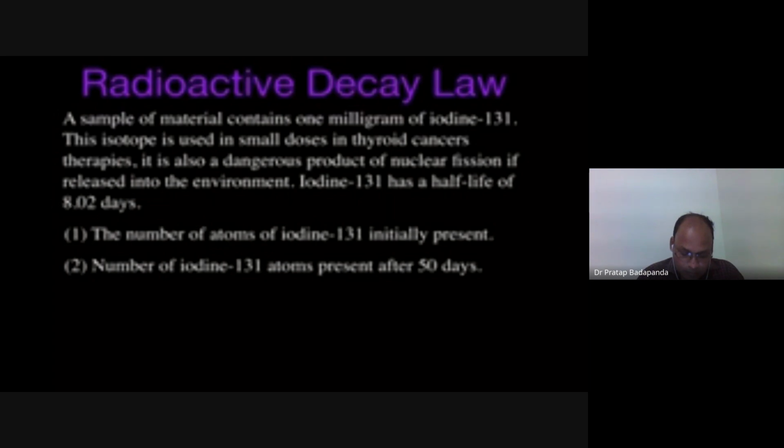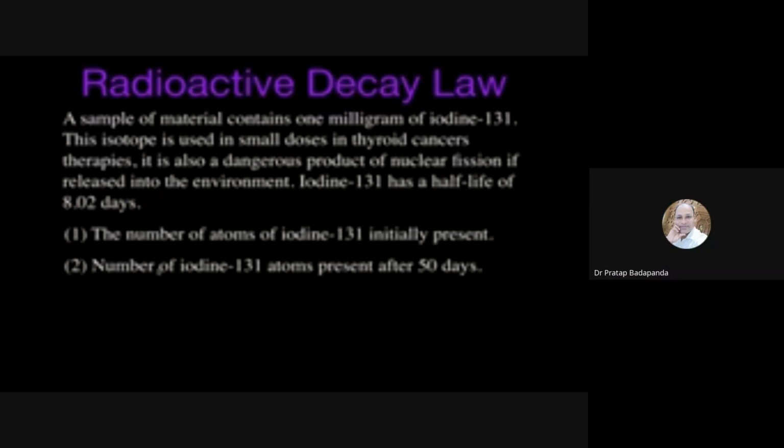If we have 1 milligram of iodine-131, we want to know the number of atoms of iodine-131 that were initially present, so that we can calculate the number of iodine-131 atoms that are present after 50 days. We know the half-life, and we know the initial mass. We're going to take that mass and convert it into the number of radioactive nuclei, and we can do that using a little bit of chemistry, or stoichiometry. We have 1 milligram, which is 1 times 10 to the minus third grams of iodine.